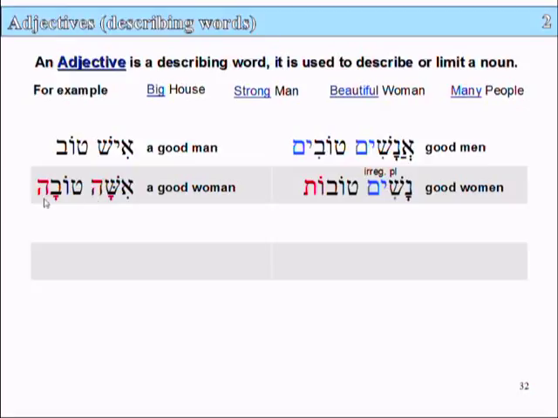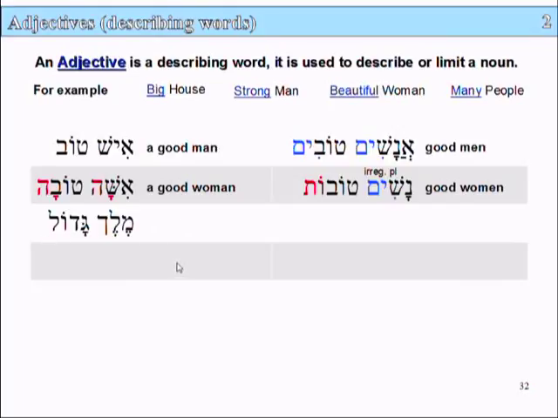But we could use a different example. For example, I could say ruach tova, and that would be a good spirit, and that would be ruchot tovot. Or I could say souls, good souls, and that would be nefesh tova, and the plural would be nefeshot tovot. But here we have an example of an irregular plural, which has a feminine singular with a masculine-looking plural at the end.